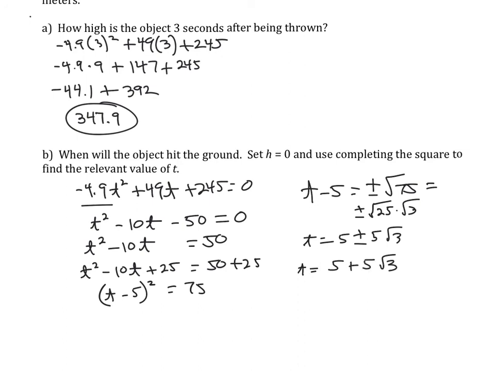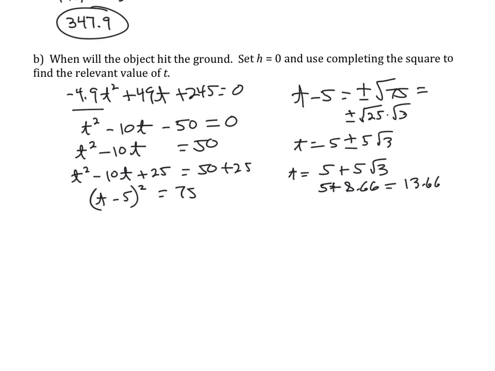And because we're dealing with a real world problem here, we're not going to leave it with the square root. We want to get a number that people can get a better sense of. So we get t is equal to 5 plus 5 root 3, which is about 8.66. So we end up with t is equal to 13.66 approximately. And that means that the object will hit the ground about 13.66 seconds after it's been thrown into the air.